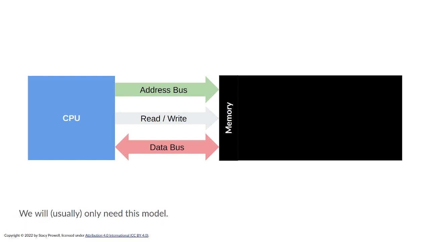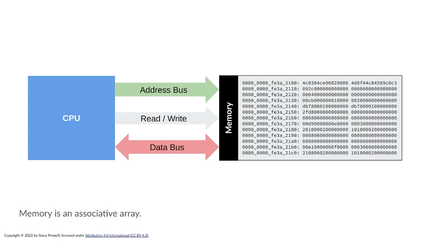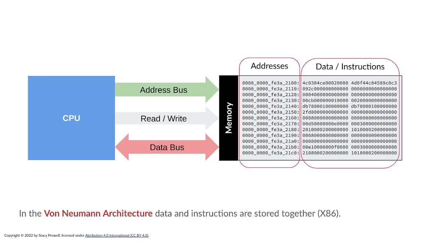Here's the model that we're going to use for most of the rest of the class. We have a CPU that talks to memory. That's it. That's what we're going to primarily look at. And the way the CPU will do that is it will send addresses to memory. It will set read-or-write lines, and then memory and the CPU will communicate over a data bus. Memory itself will look like an associative array. There'll be addresses and there'll be data and instructions stored at that address.